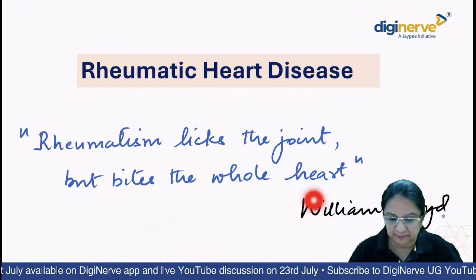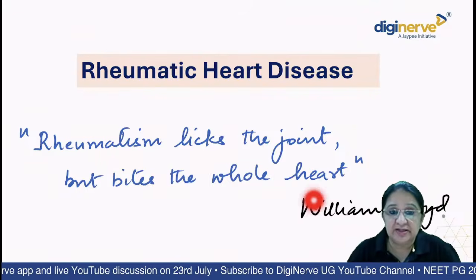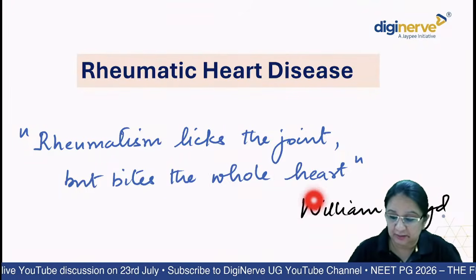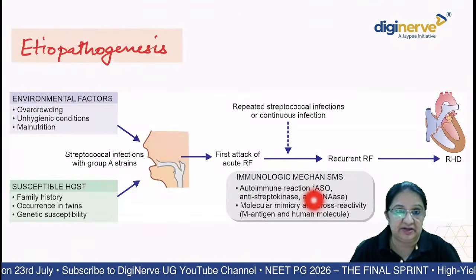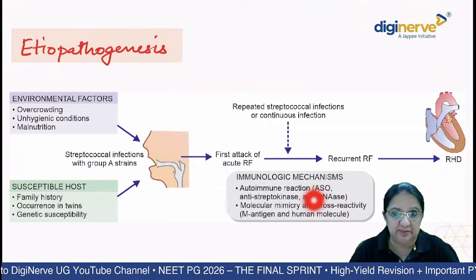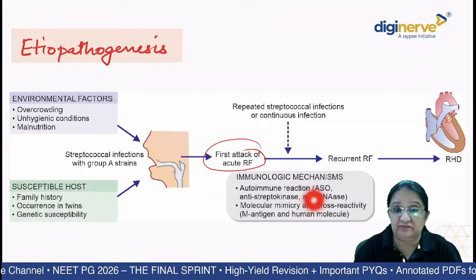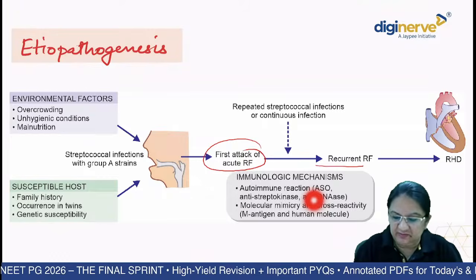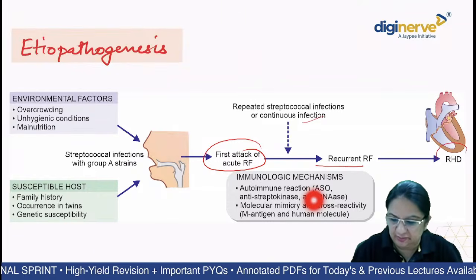Please remember. Okay, rheumatic heart disease. Rheumatism licks the joint but bites the whole heart. Okay, it affects the joint, but the whole heart is also affected. We have certain environmental factors which act on the susceptible host. There is a first attack of acute rheumatic fever, then recurrent rheumatic fever, with repeated or continuous infection resulting in rheumatic heart disease.